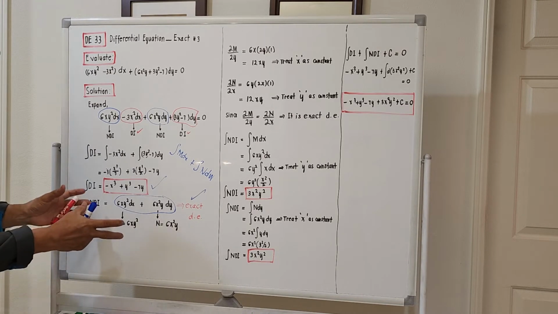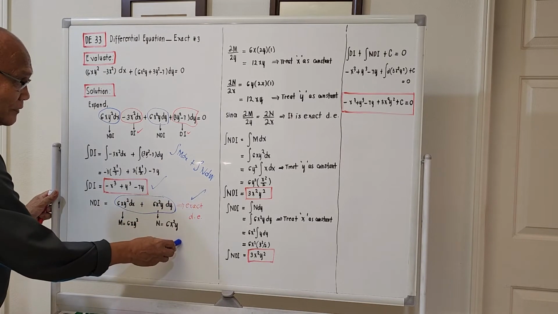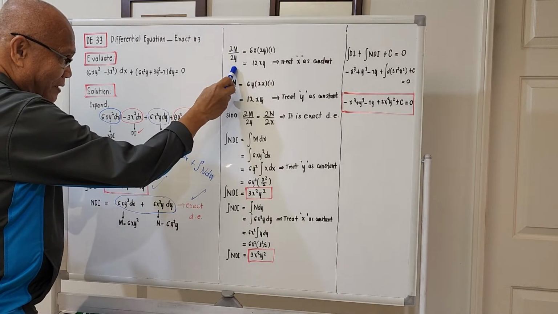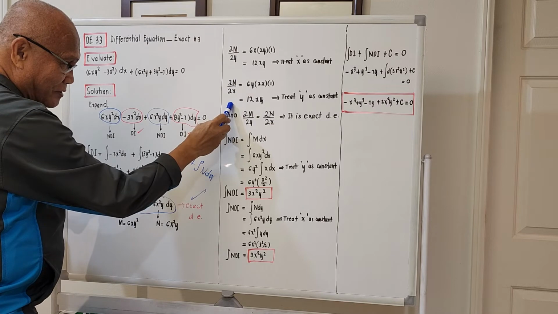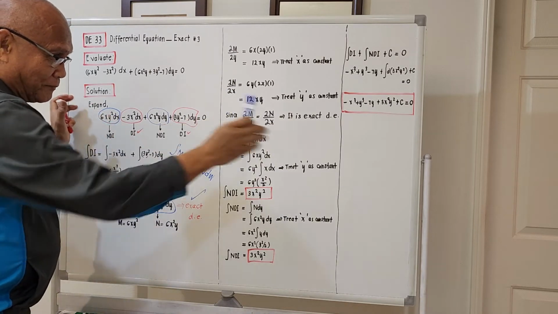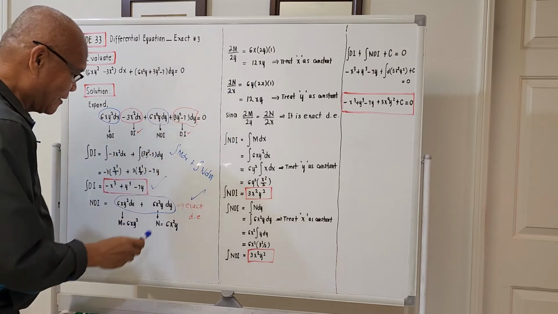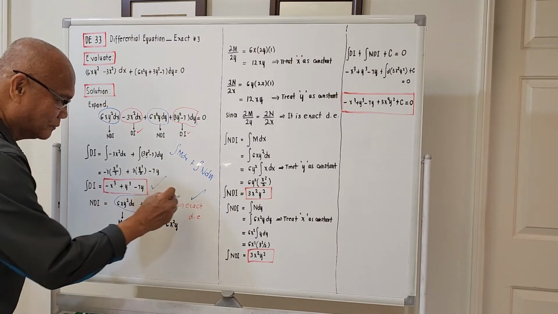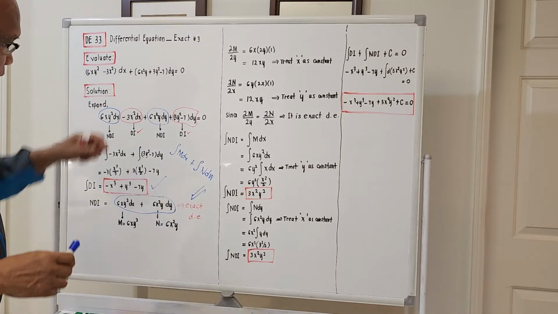And to prove that the sum of these is an exact differential equation, we will take the partial derivative of M with respect to y, then take the partial derivative of N with respect to x. After taking the partial derivatives, if they are equal, we could say that the sum of these is actually an exact differential equation. Okay, let's proceed with the partial derivative.